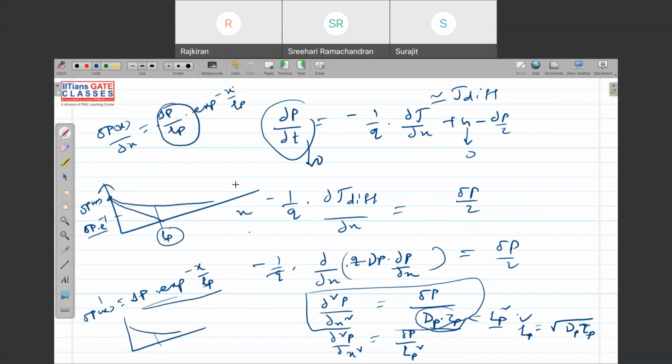It's like the current at x equal to 0. The current at x equal to 0 is proportional to dp by dx at x equal to 0, which will be proportional to del p by Lp.